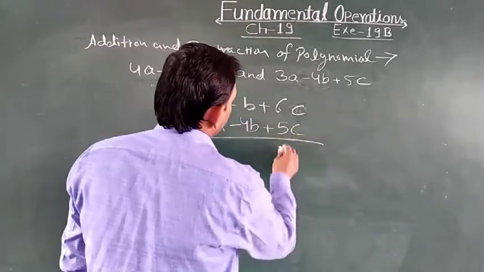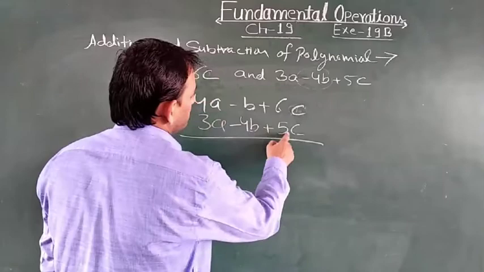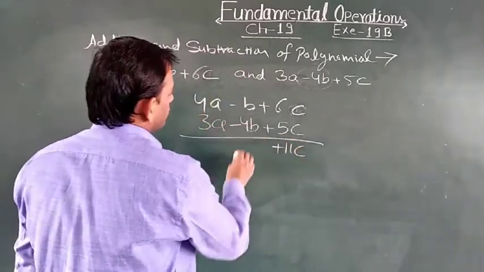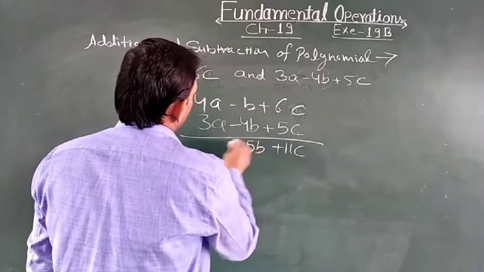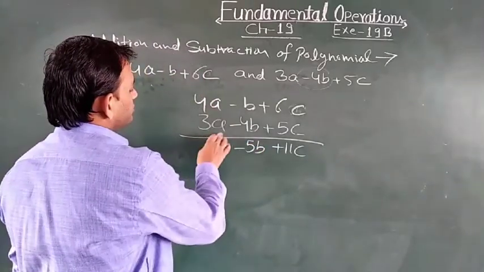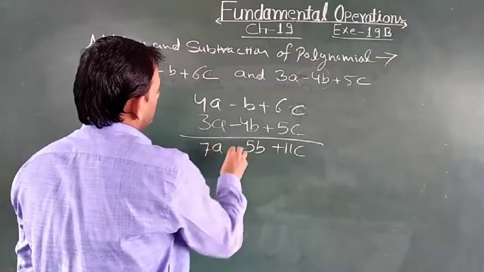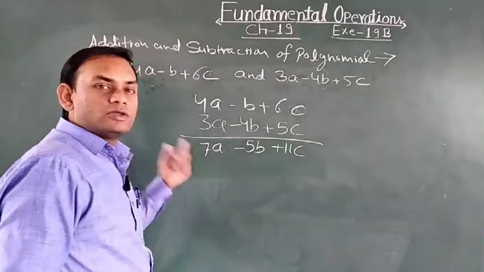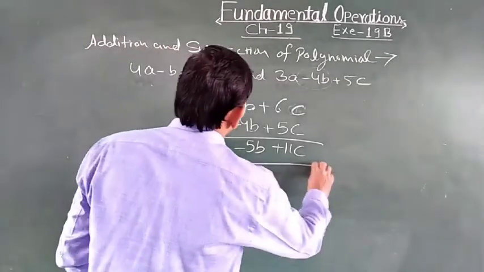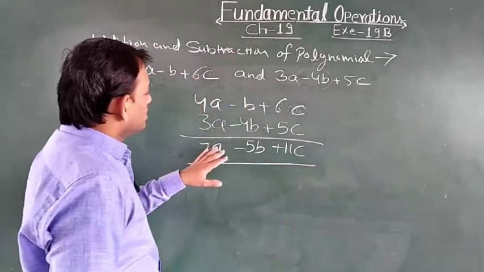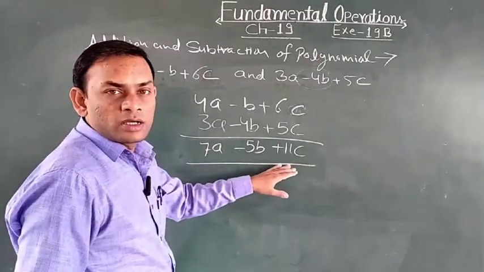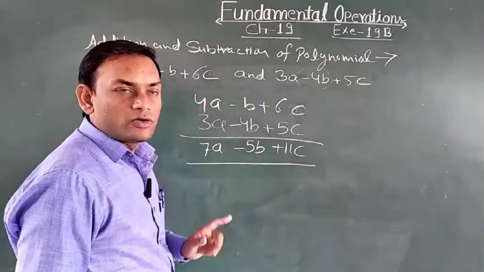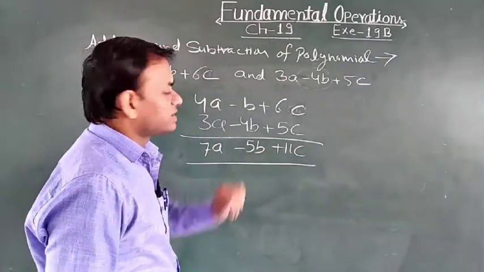Now you will add it: plus 6c and plus 5c will be plus 11c, and minus b, minus 4b, gives minus 5b, and plus 4a and plus 3a is plus 7a. You will not write the plus sign before the 7a because before that no term is there. So this is the answer, the same answer we got in the row method: 7a minus 5b plus 11c.